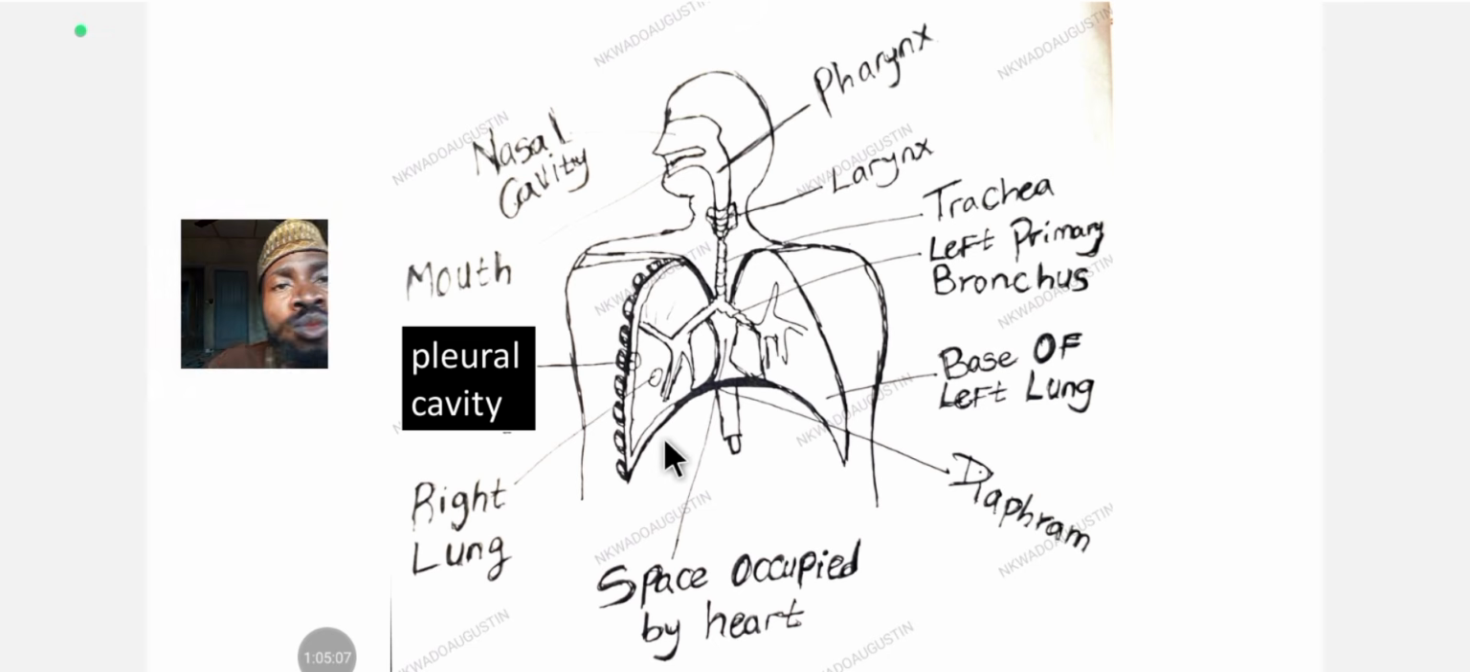So during exhalation, when air is about to leave the lungs, the internal intercostal muscle now contracts to force air out of the lungs. Then the external one relaxes so that air can come out.